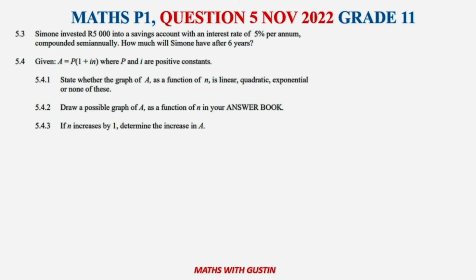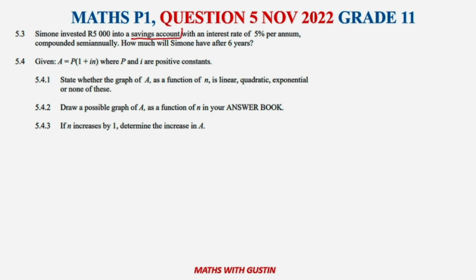What 5.3 says is that Simon invested 5,000 into a savings account with an interest rate of 5% per annum, compounded semi-annually. How much will Simon have after 6 years? Okay, good stuff. Into a savings account.